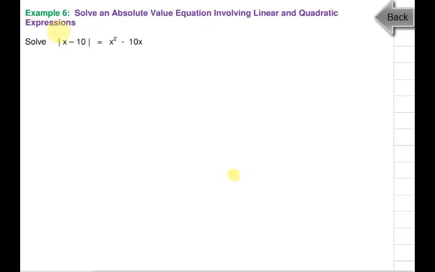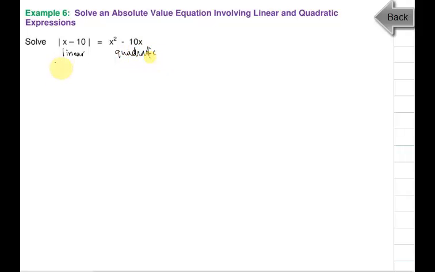Example 6 and our last example. Solve an absolute value equation involving a linear and quadratic expression. Okay, so if we take a look at our example, the absolute value of x minus 10, that's our linear part, equals x squared minus 10x, that's the quadratic.